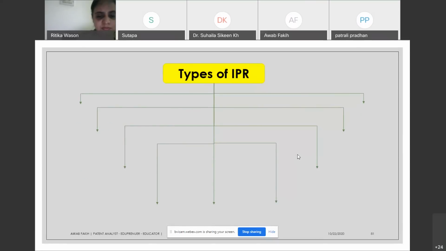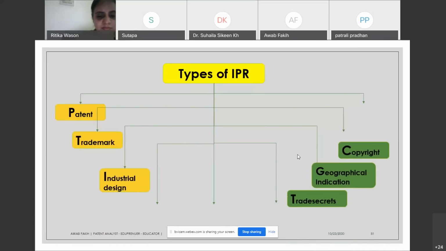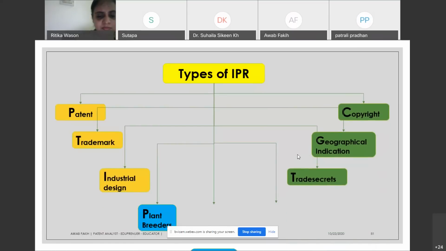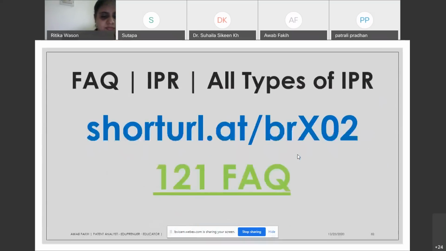So these are the types of IPR we have seen today: patent, trademark, industrial design. We have seen copyright, geographical indication, trade secret. We have seen plant varieties, traditional knowledge, and semiconductor integrated circuit layout design. So we have invested almost 57, 58 minutes on it. That's for the first half.